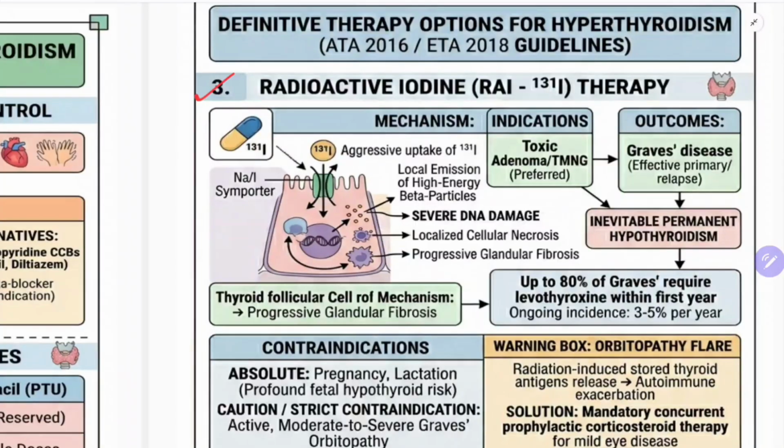Now, radioactive iodine therapy. What is the mechanism? Because it is iodine, it is taken by the sodium iodide importer into the cells. So this iodine will emit high energy beta particles, causing severe DNA damage, localized cellular necrosis, and progressive glandular fibrosis. So that's the mechanism. What is the indication?